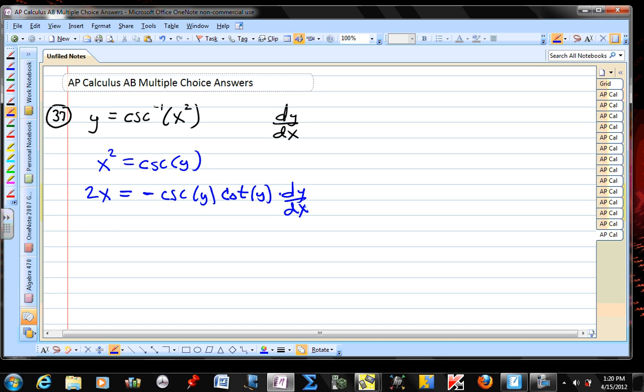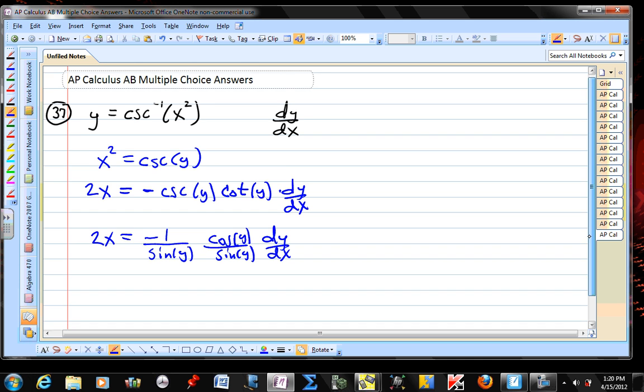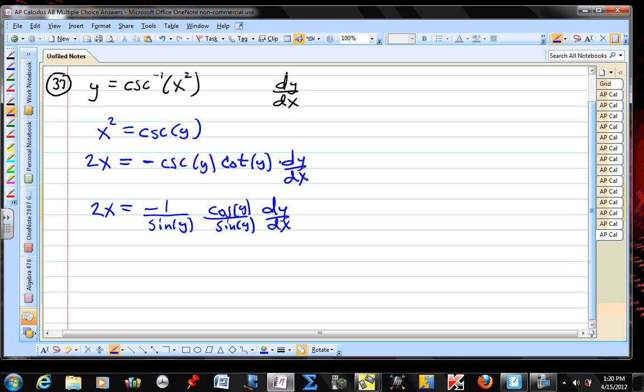This might be a good time to switch back into sines and cosines to make our thought process a little smoother. We're used to dealing with sines and cosines. So we'll call this negative 1 over sine of y times cosine of y over sine of y, dy dx.